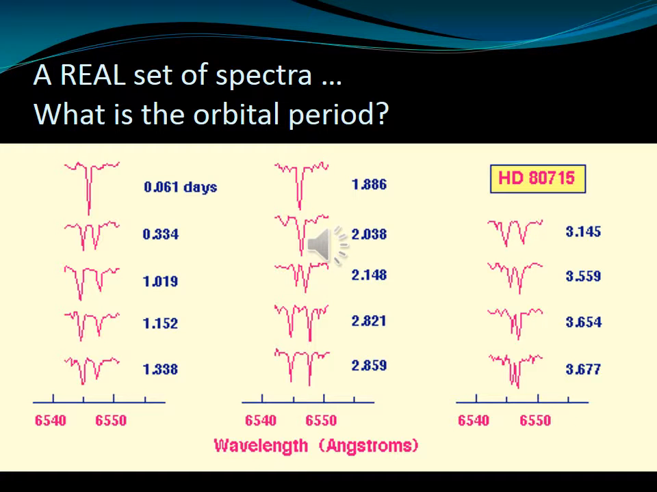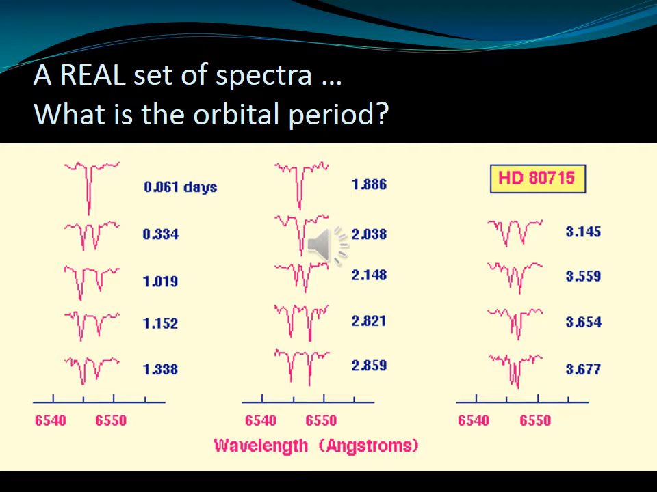So here are some real spectra from a real object called HD 80715, which is the 80,715th entry in the Henry Draper catalog that Annie Cannon and all of those other Harvard computers worked on way back in the 1880s through the 1920s. Anyway, what you've got in the upper left is what the spectrum would look like at a time of 0.061 days. So basically at the beginning, this is something where you only see one spectral line. And as you see, as time goes on and you go down to 1.338 days, you've got 2 spectral lines that are definitely separate from each other.